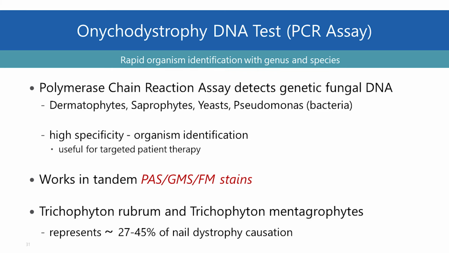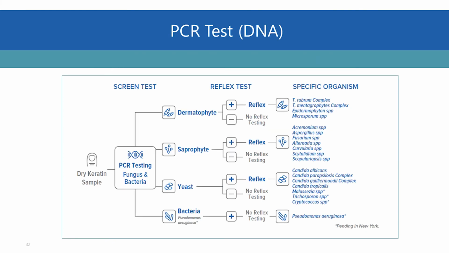So what about the rest of the time? Again, you definitely want to know what the organism is. The organism only 27 to 45% of the time is going to be a dermatophyte, say T. rubrum or T. mentagrophytes. Well, what about the rest of the time? You have the Aspergillus, you have the Fusarium, you have the Candida albicans, you have all the other options. What about those? As for your DNA test, your PCR assay, how is it performed?